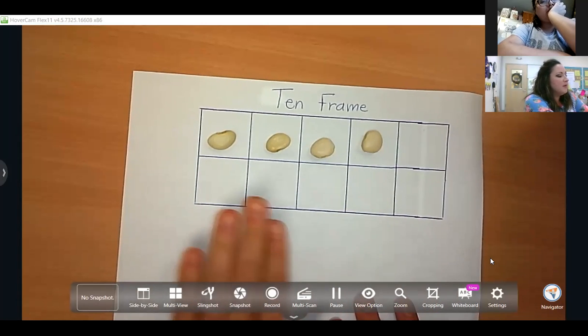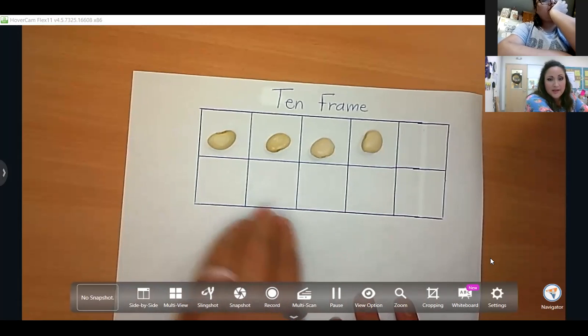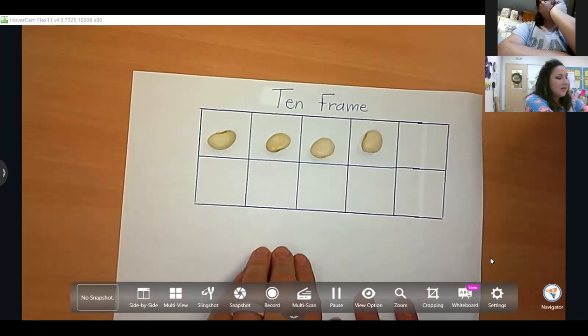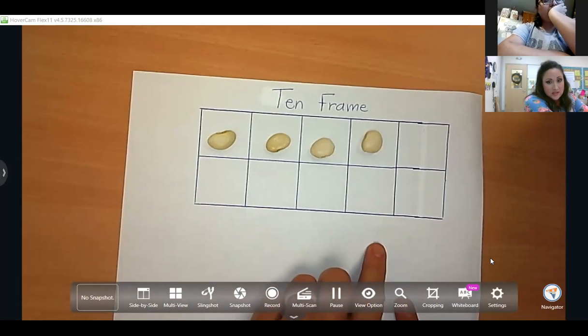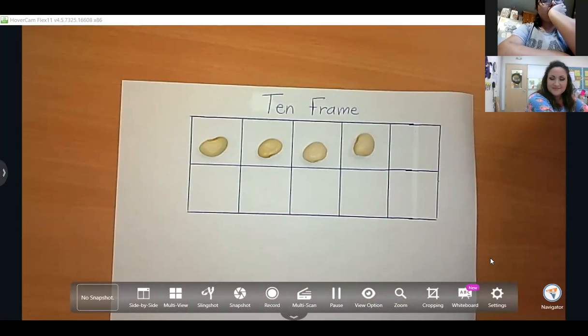So the 10 frame can be used as a place to house or to place your objects as you're counting. It can help you find that sense of 10. You can use it for addition and subtraction. El cuadro de 10 puede usarlo para guardar los objetos que están usando para que sepan los niños que están viendo, sustrayendo y sumar.